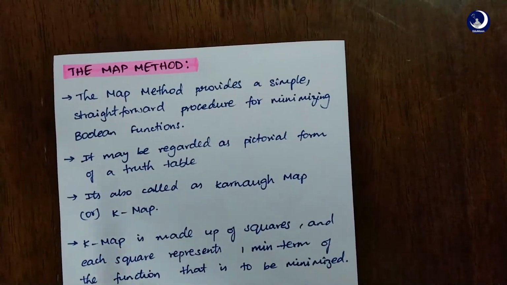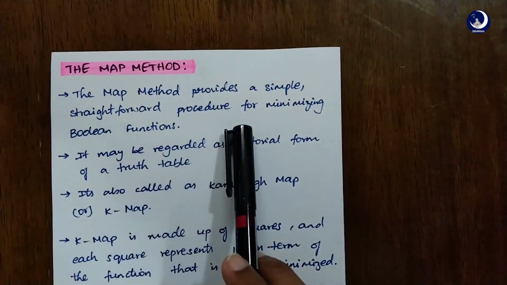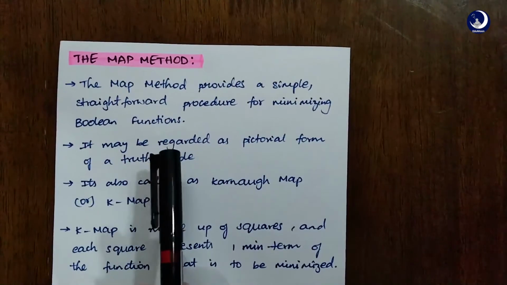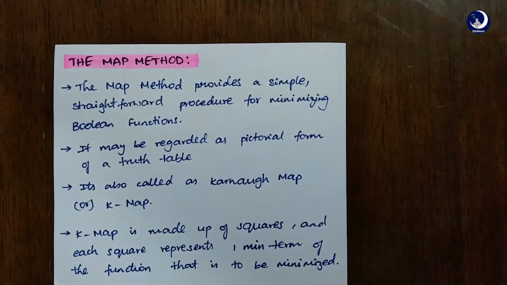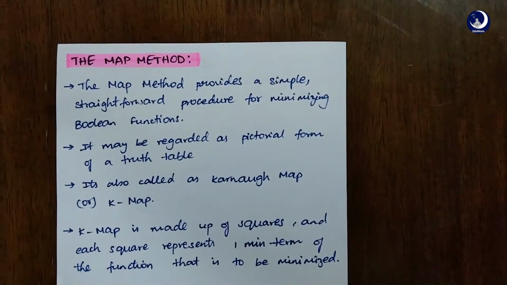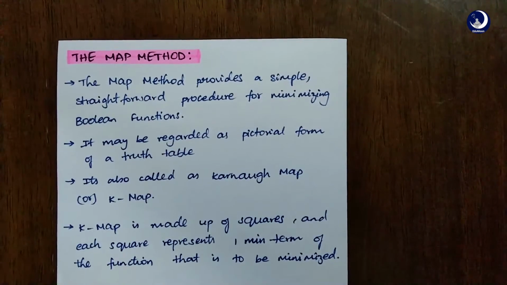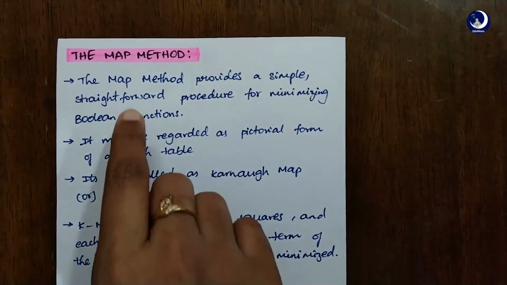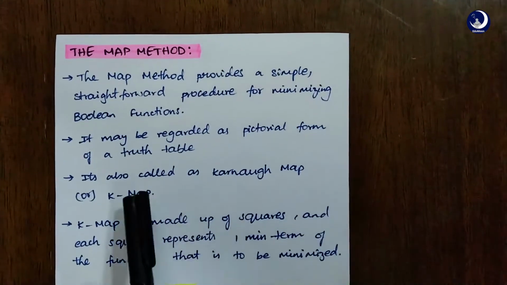The map method. Now why do we need that? The map method provides a simple, straightforward procedure for minimizing Boolean functions. Now, if you have a Boolean function containing variables such as x, y, z, a, b, c and everything, like a very big equation, in order to minimize that into a simpler form, we can easily use the map method. Now, it may be regarded as a pictorial form of a truth table.